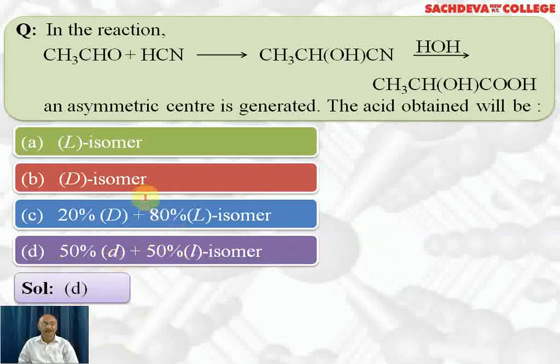Why do we get a racemic mixture? Because acetaldehyde is sp2 hybridized, that is, planar in shape. Cyanide ion has equal probability of attacking it from either side. So you will get equal amounts of dextrorotatory and levorotatory acetaldehyde cyanohydrin, which on acidic hydrolysis will give equal amounts of dextro and levorotatory lactic acid. Correct answer is D part.